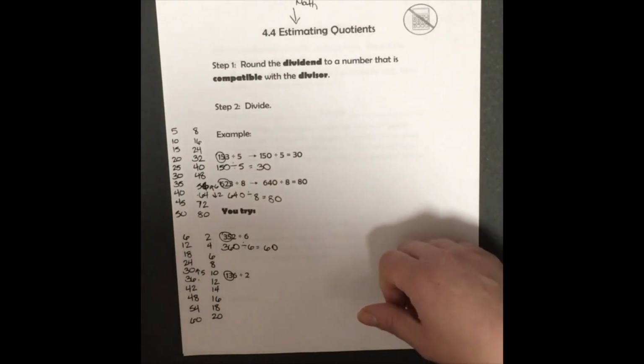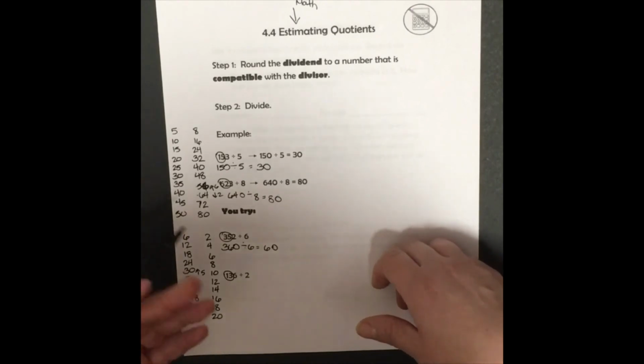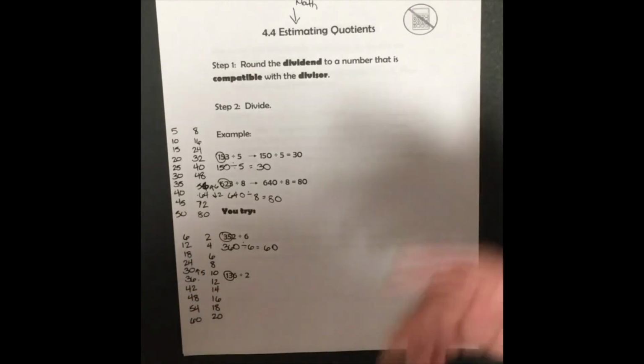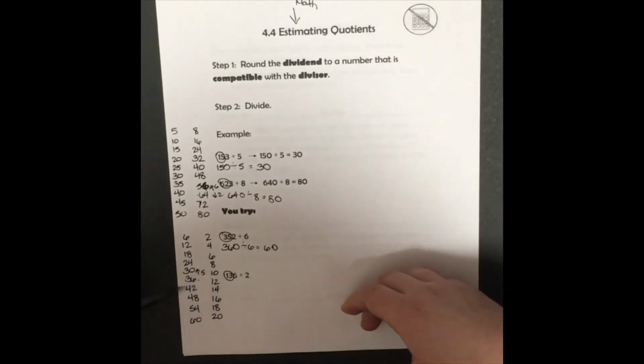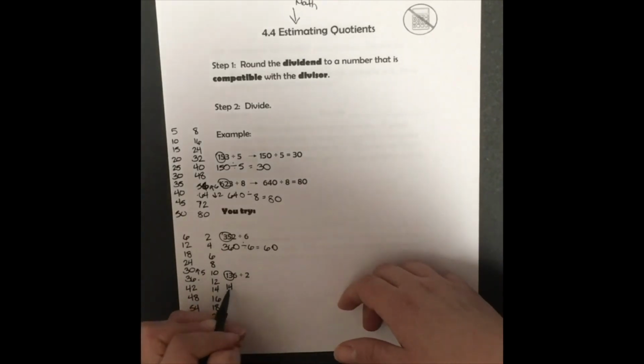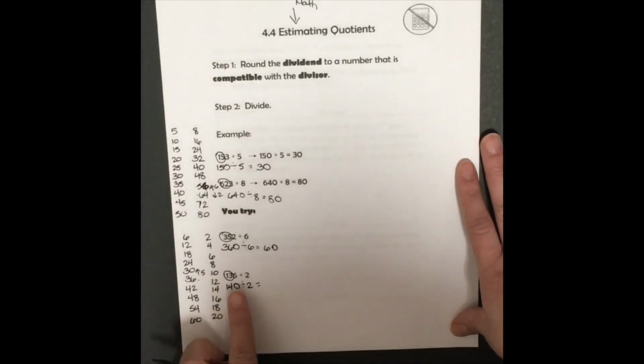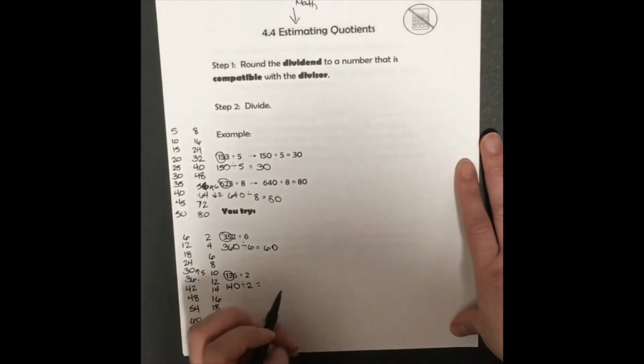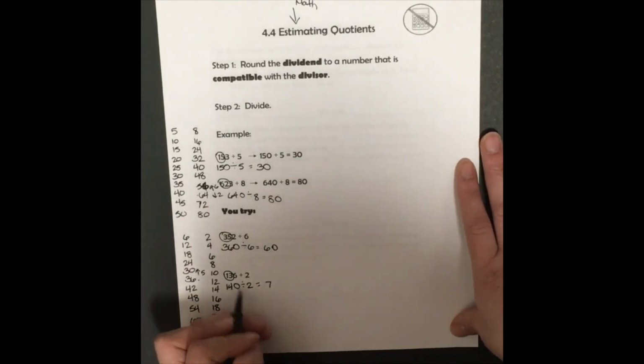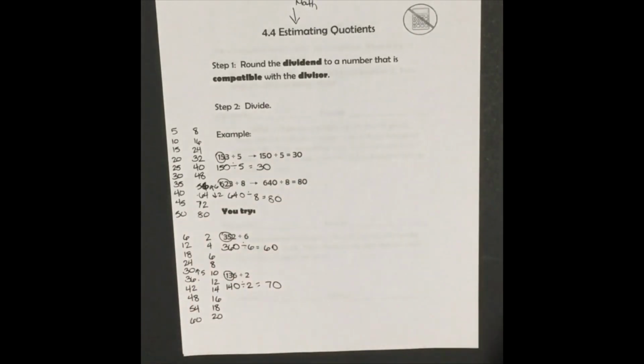Well, just like normal rounding rules, if it falls in the middle, like 5 falls in the middle, you round up. So we're going to round up to 14. 6 is going to turn to a 0. And then we're going to divide by 2. So if I cover up my 0, 14 divided by 2 is 7. Bring my 0 in, my quotient would be 70.